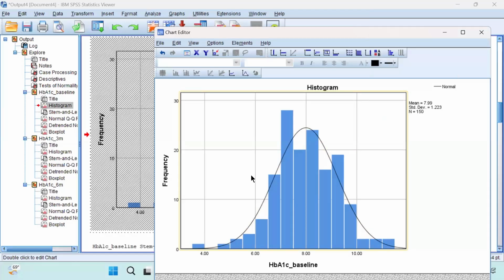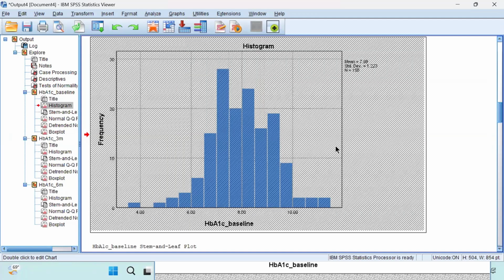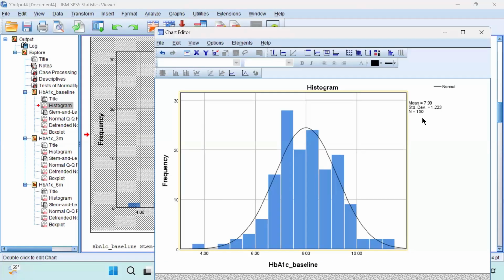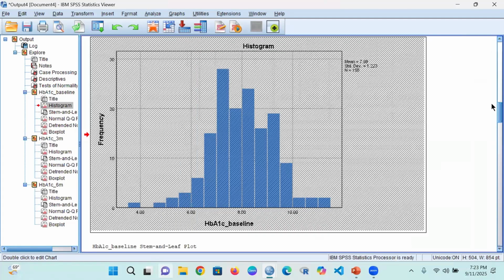We say that data is normally distributed when it shows a bell-shaped curve. You can see this one is a bell-shaped curve, and the mean is usually at the center. You can see our mean lies at the center, like 7.99. So that means our data that was collected in the first visit of the patient is normally distributed.